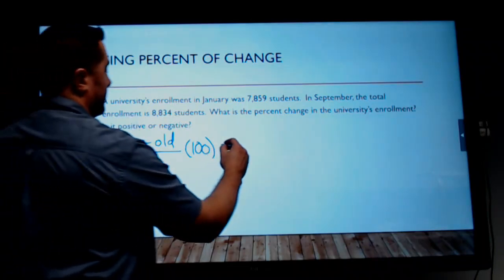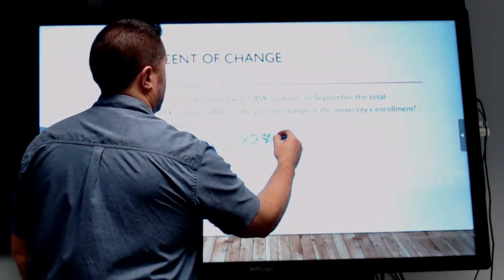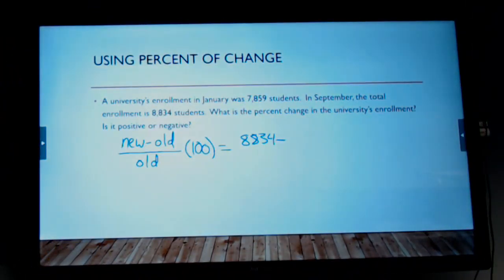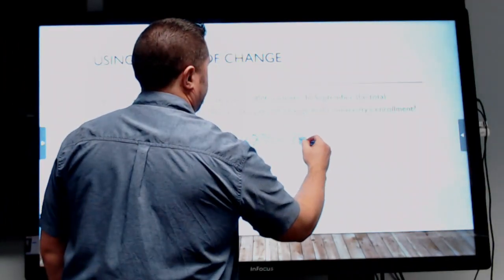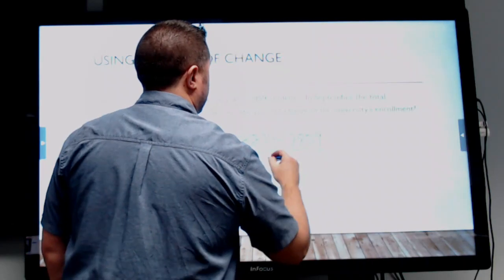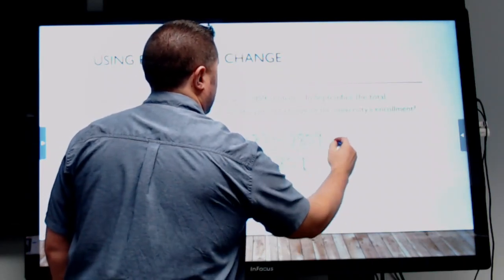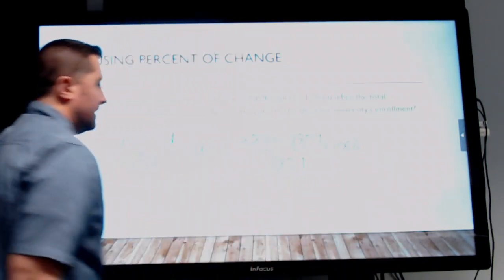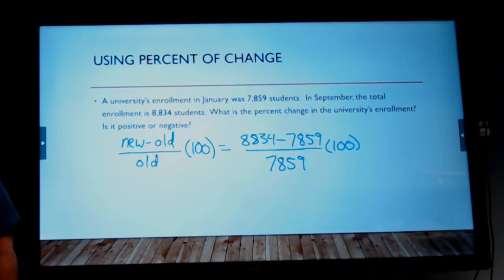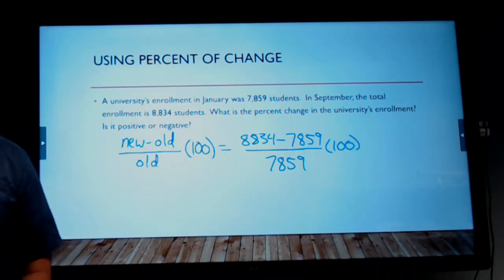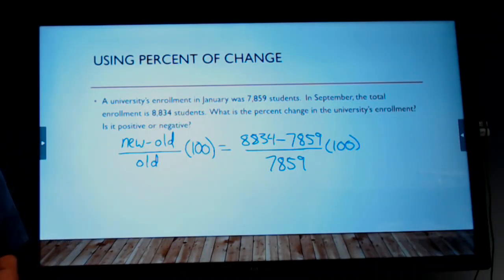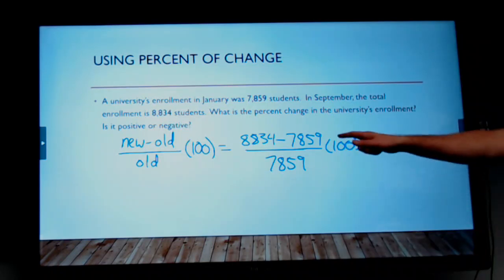All right. Hopefully this is jogging some memories. Your old amount was 7,859. Then you divide by your old amount. So now it just becomes order of operations. The first thing you do in this formula, now that you've substituted, is what? Right, yeah. So what is 8,834 minus 7,859? What do you get when you subtract these top two numbers?